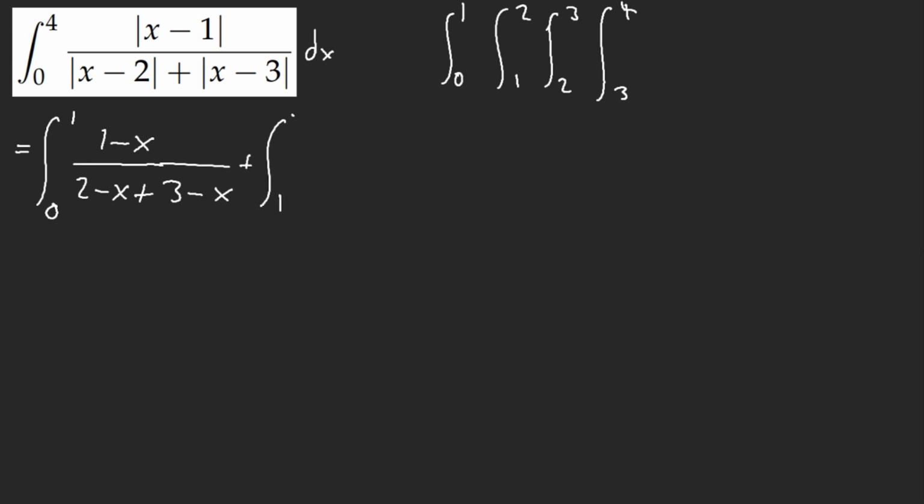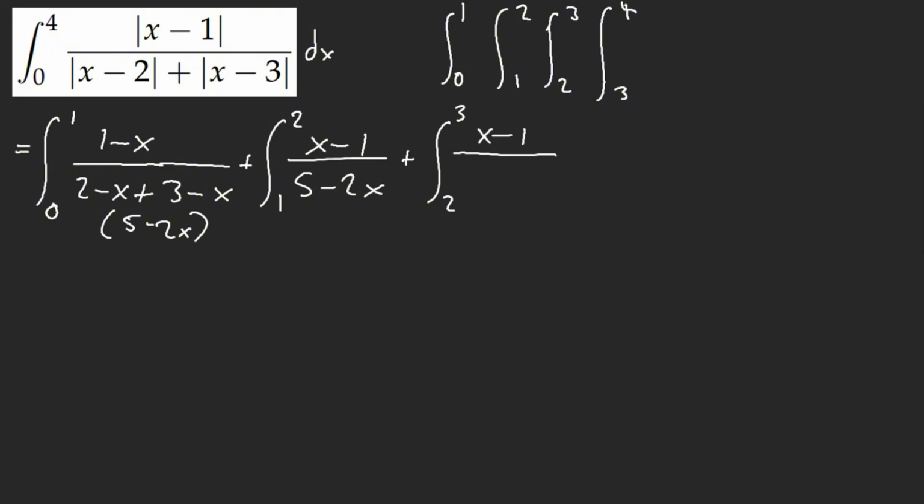Okay, from 1 to 2, we have 1.5, so x minus 1, but then these two are also negative. So I'm just going to write it as 5 minus 2x, because this is what this is. This is 5 minus 2x. Okay, the numerator is different. Here, from 2 to 3, oh okay, we notice that afterwards this is going to be positive now. So we just leave it as x minus 1.